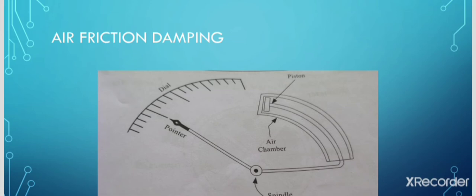which is given to the moving system. So by this damping, the pointer will come to rest position. And when the piston moves out of the air chamber, the pressure in the closed space will fall, and the pressure on the open side of the piston is greater than on the other side, which is causing the opposing motion. So in this way, the damping is provided to the moving system.